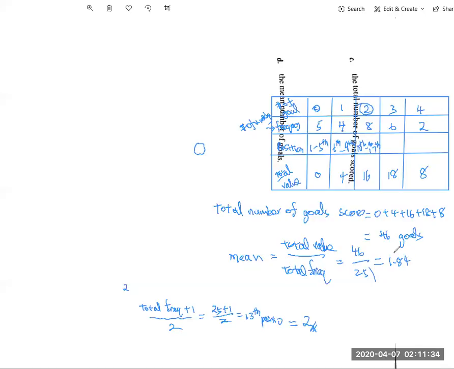1.84. Now, what is the unit for this? It means on the average, for each game, how many goals does the team score? So it's actually 1.84 goals per match. That is the meaning when you ask for the mean. That means on the average, each match, the team scores 1.84 goals. So that's it. Not a big deal, quite straightforward.